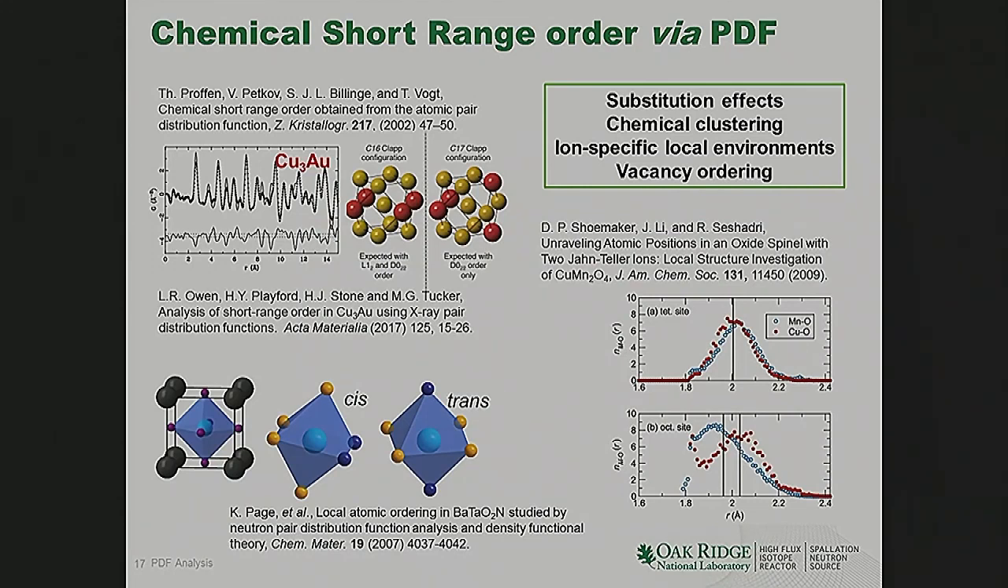I'll explain that a little bit more later, to a Jahn-Teller distorted spinel, where it was seen that when manganese and copper occupy a tetrahedral site, they have very similar bond lengths, and actually in the octahedral site, they have very different local environments. And this helps explain many materials properties.